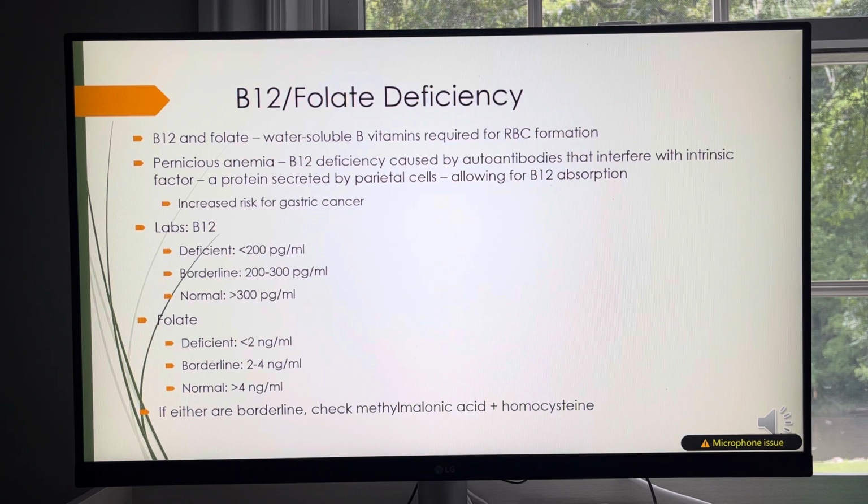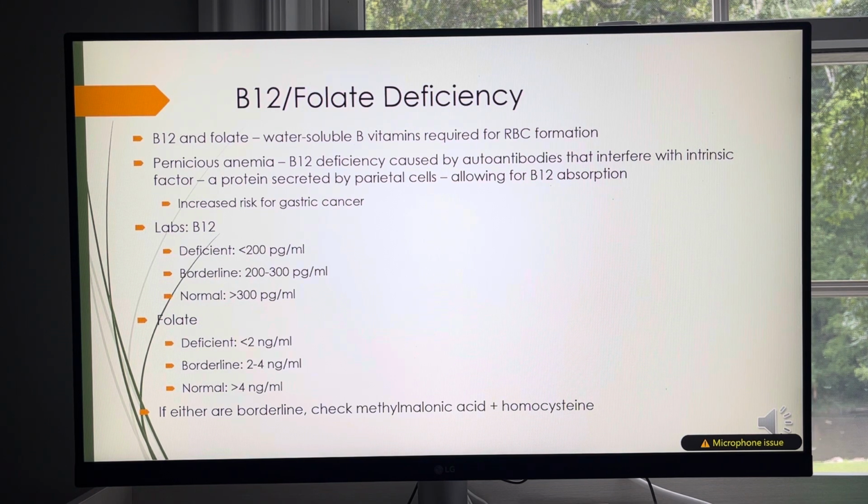For B12 and folate deficiency, there are a few things to know. B12 and folate are water-soluble B vitamins, but the red blood cell needs these B vitamins to form. If there's an inadequate intake of B12 or folate, the patient is going to get anemic because there's going to be a decreased formation of red blood cells. One type of B12 deficiency is pernicious anemia. Pernicious anemia is B12 deficiency secondary to lack of intrinsic factor. Intrinsic factor is secreted by the parietal cells within the gut. It allows for B12 absorption.